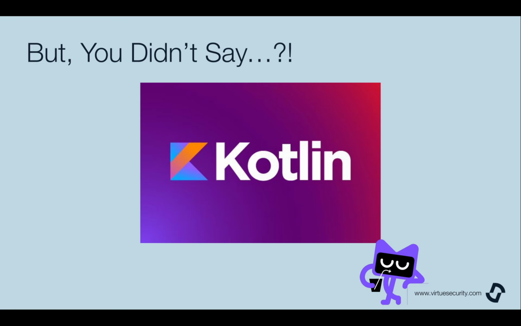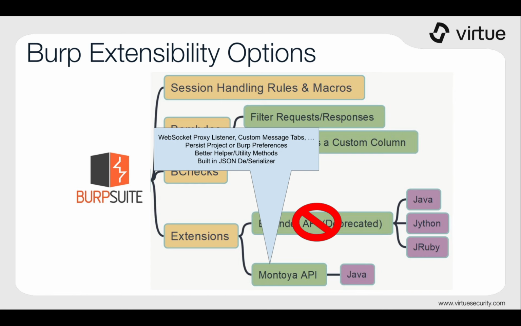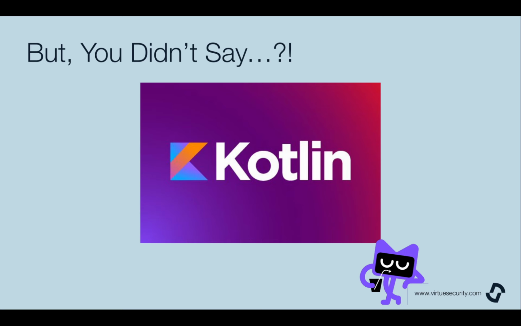But this presentation is about Kotlin, and we haven't said anything about using Kotlin to build Burp extensions. If I go back to the previous slide, the word Kotlin does not appear anywhere. So how is it that we can build Burp extensions with Kotlin when it's not actually supported by the Montoya API? To answer that, let me talk more about what Kotlin is. So Kotlin is a programming language. It's its own programming language.